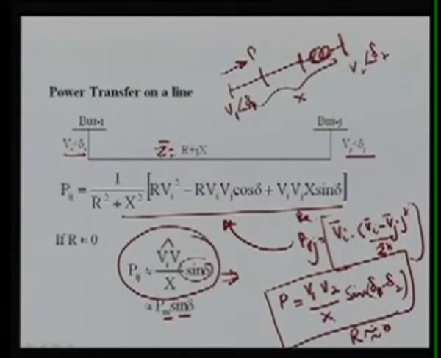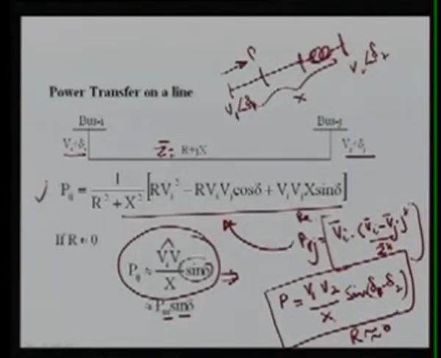If R is very high, then we cannot write this, especially for the distribution system. You have to take the original expression. Now let us see another one.